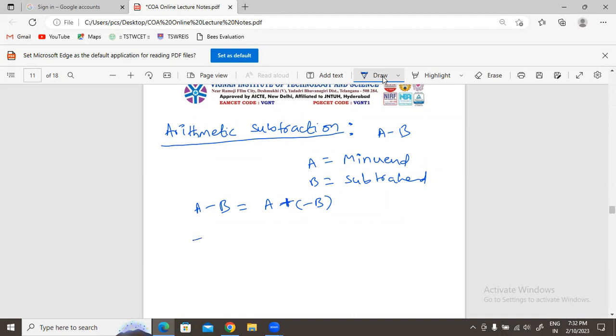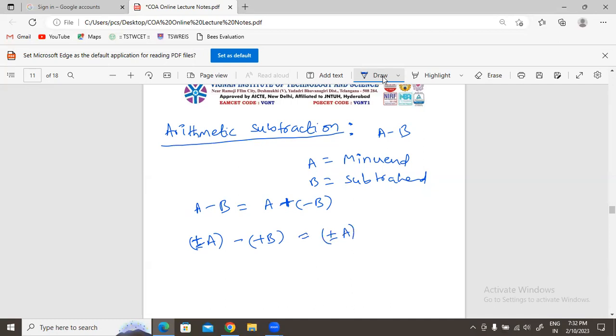Now let me take an example. Here plus or minus A, minus plus B. Now you want to add these two operands, plus or minus A operand and minus plus B operand. That means plus or minus A operand and plus B operand, you have to subtract. So you need to convert this, my subtrahend.